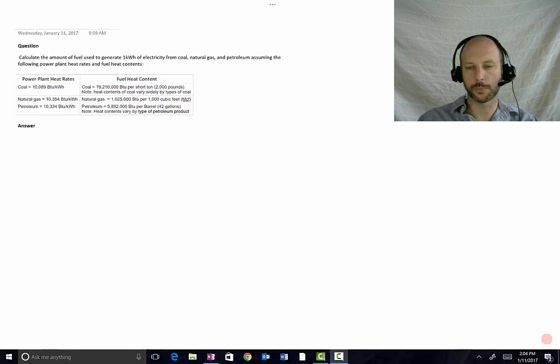19,210,000 BTUs per short ton. So a short ton is a weight measurement equivalent to 2,000 pounds. And there's a little note there that just reminds you that that's an average value for coal. Not all coal is created equal, so that 19.2 million is an average value. And then we got similar numbers for natural gas and petroleum.